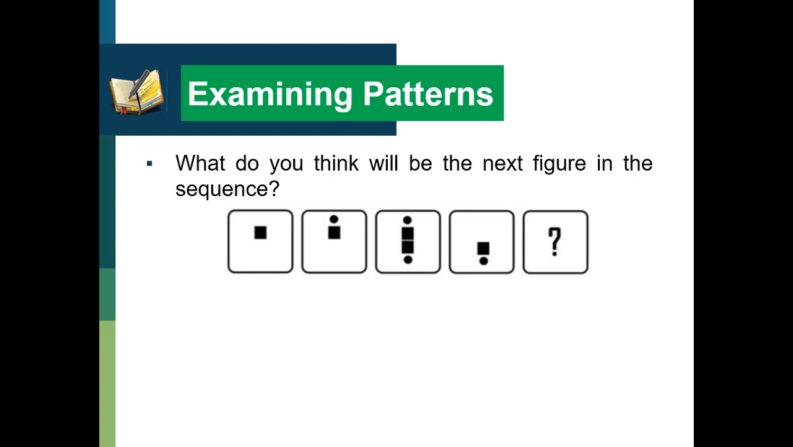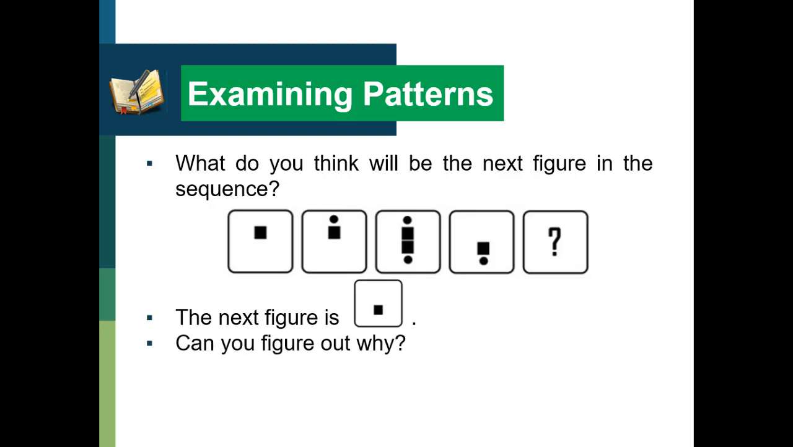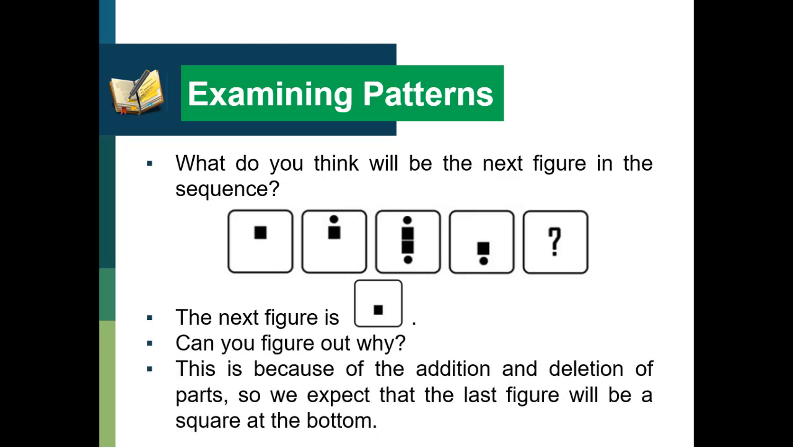What do you think will be the next figure in the sequence? Can you guess it now? I think you have an answer. The next figure is a square at the bottom. Can you figure out why? This is because of the addition and deletion of parts. So we expect that the last figure will be a square at the bottom. Do you agree with me?